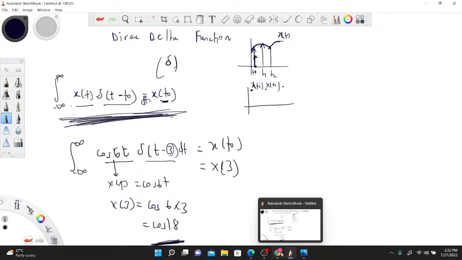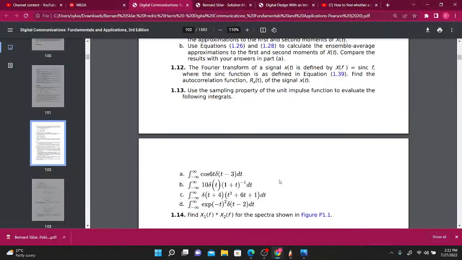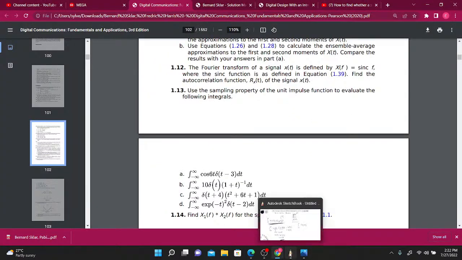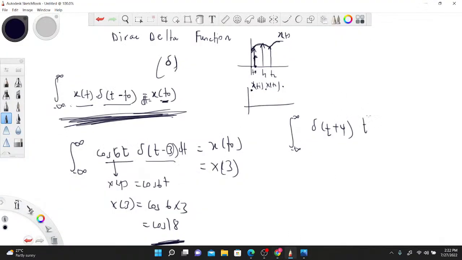Let's take another example. So we have the Dirac function delta of t plus 4. I'm going to integrate from minus infinity to infinity the Dirac function delta of t plus 4 multiplying t squared plus 6t plus 1, dt. I have it like this.